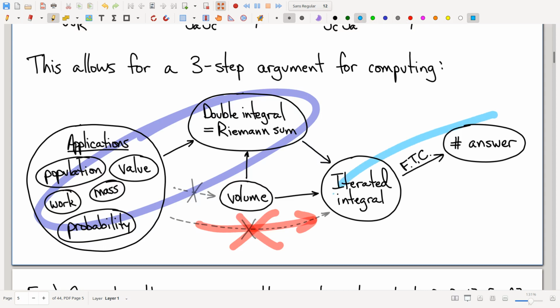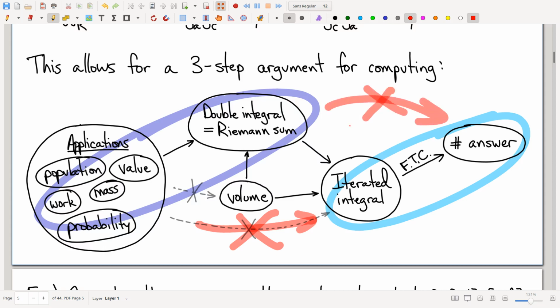Iterated integrals we can compute, and that's nice, right? But they don't connect to applications. But then there was this other problem: double integrals connect to applications, but we don't know how to compute them. So being able to turn double integrals into iterated integrals connects something that relates to applications with something that we know how to compute. And again, thus the three-step strategy.